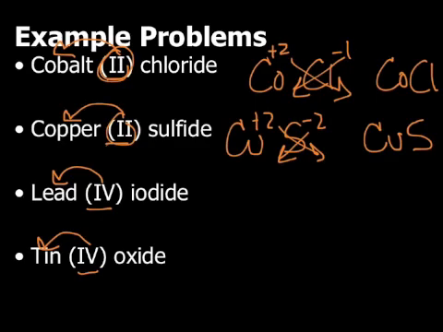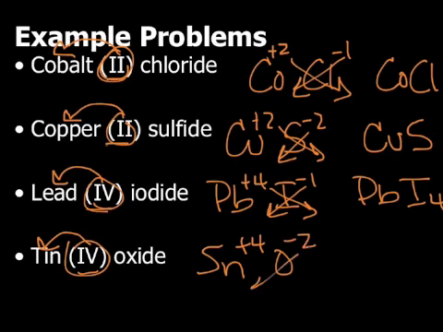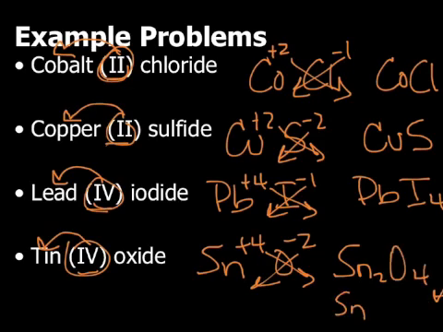My next one, lead, Pb, lead 4, so it's a +4. Iodide is a -1. Crisscross those, and I get PbI4. Then my last one, tin, is a +4. Oxygen is a -2, so I crisscross those, and I get Sn2O4, which I can reduce to SnO2.